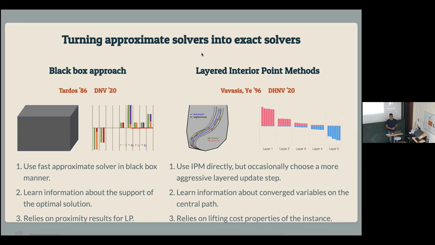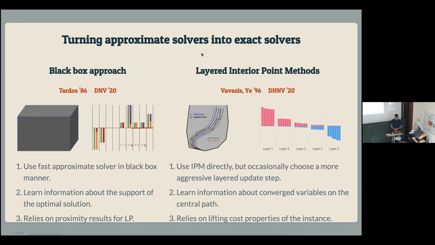Okay, so for the first approach, as many of the audience will know, this has been done by Eva Tardos in the mid 80s. We revisit the framework and use proximity results that I will show later to turn these approximate solvers into exact solvers. In the second setting, we have a different interior point method that was pioneered by Vavasis and Ye in the mid 90s. And we augment their framework to have faster, more robust interior point methods.